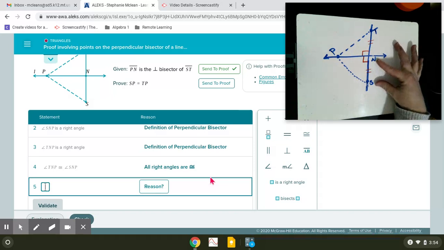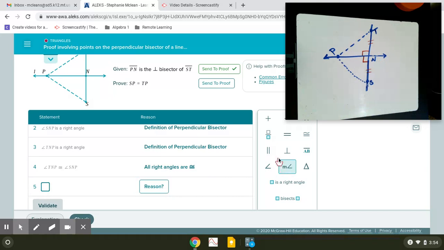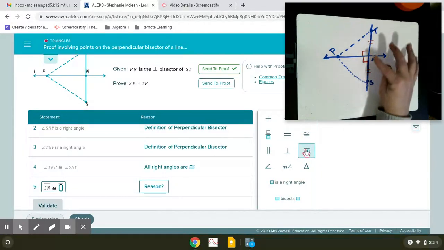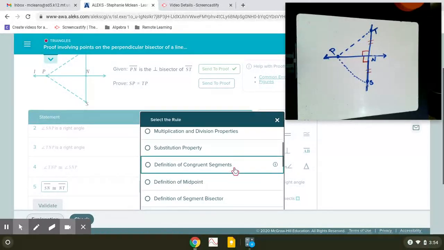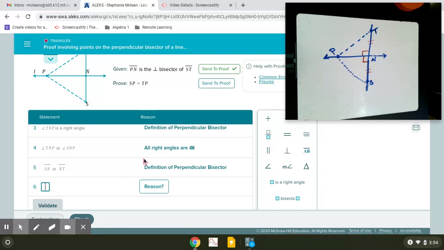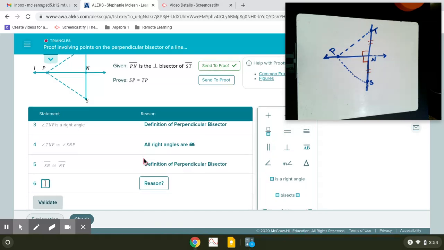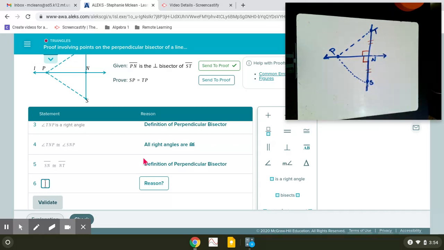Now we need to show that these two segments here are also equal. So we have segment SN is congruent to segment NT, and that's from the definition of perpendicular bisector as well. So we need one more thing. We've done two things trying to show that the triangles are congruent. We need one more, because you always need three things.